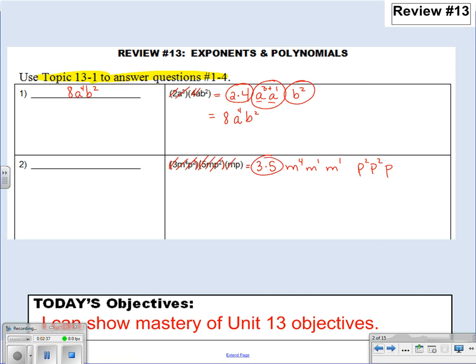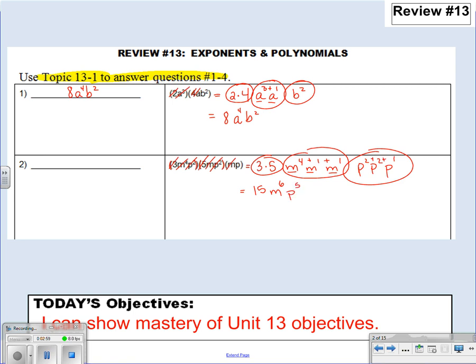So let's multiply our numbers. 3 times 5 is 15. We have all our m's together. They have the same base. That means we can add their exponents. So 4 plus 1 plus 1 is 6. This will give us a base m raised to the 6th power. Our last ones are our p's. So 2 plus 2 plus 1 will give us p to the 5th power.